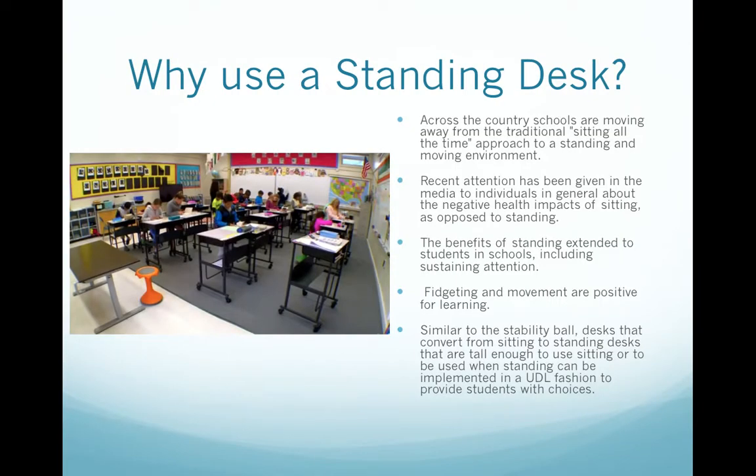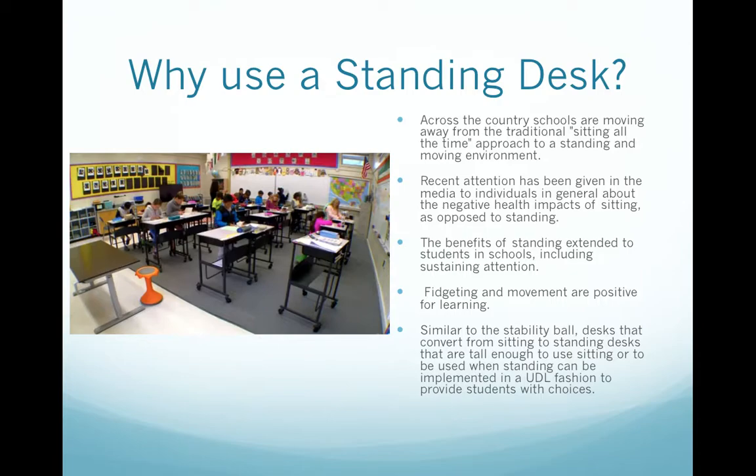Why use a standing desk? So this is going to focus on the purposes and functions of why we use a standing desk. Across the country, schools are moving away from the traditional sitting all the time approach to a standing and moving environment. I know my school has done this. Every classroom has at least one standing desk, and I know a few classrooms do have two.